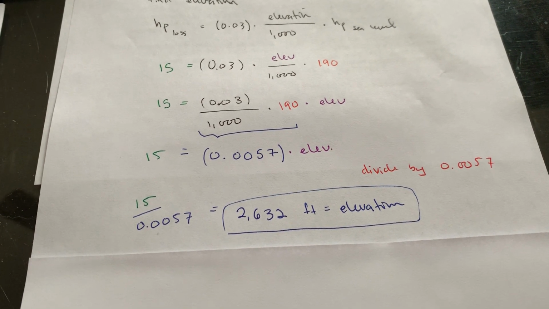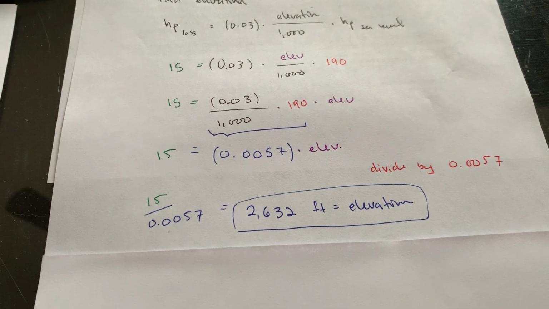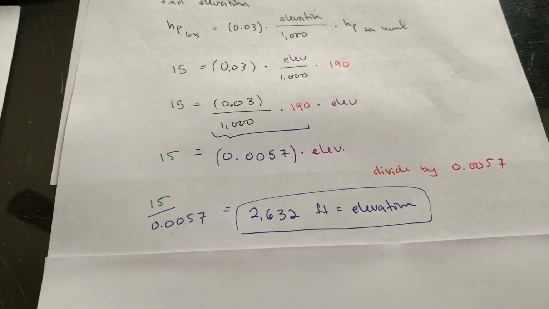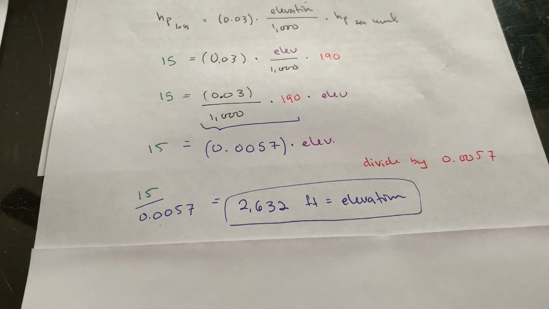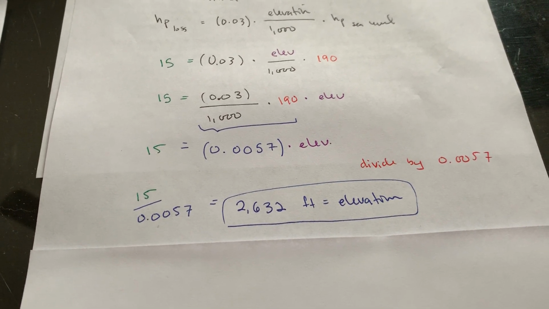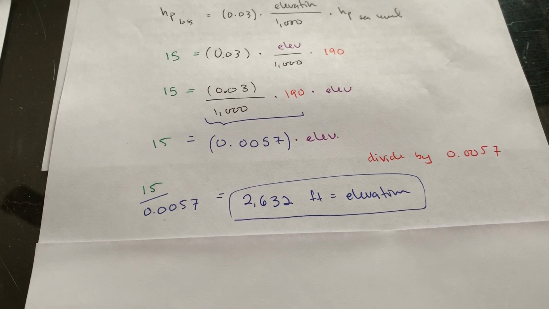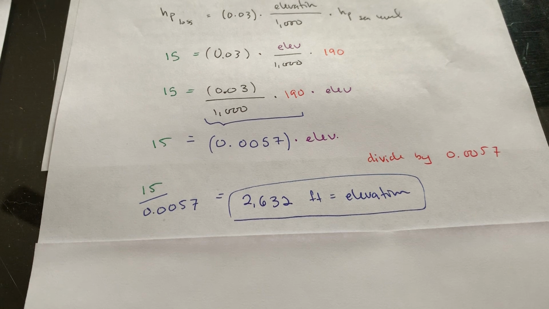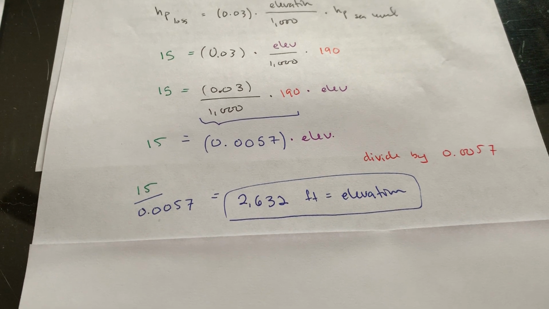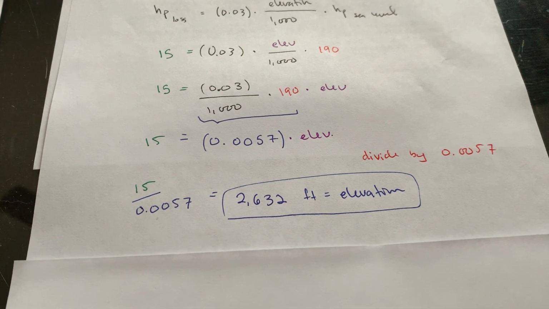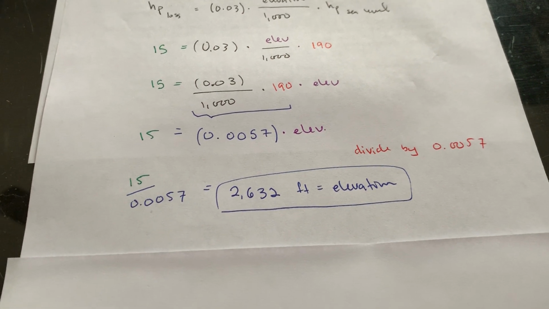The elevation, we're talking about a 3% drop for every 1,000 feet. So in this case, you're going to expect your elevation to go up in the thousands, unless your horsepower drop is just a very small amount. So it looks like to us the elevation, if we have this 15 horsepower drop, is going to get us an equivalent of 2,632 feet of elevation.